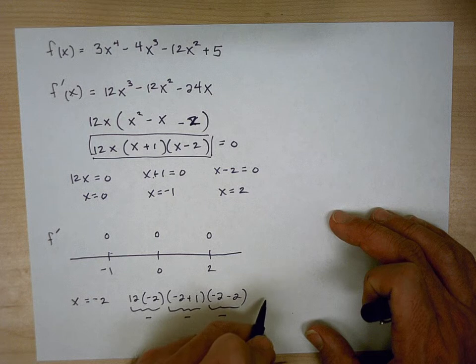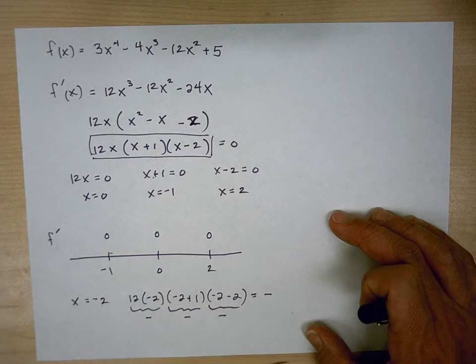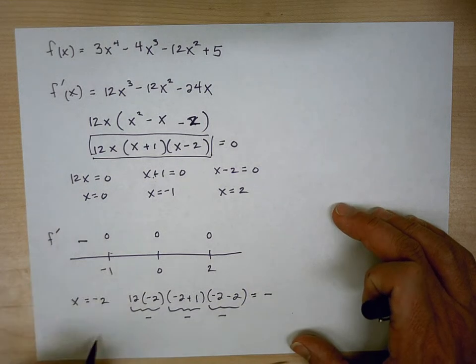This is going to give me, I don't know what the exact value is going to be. I could figure it out, but I'm too lazy, and I don't need to know it. I just need to know that this is negative right here. All right? So now let's pick something in between negative 1 and 0.